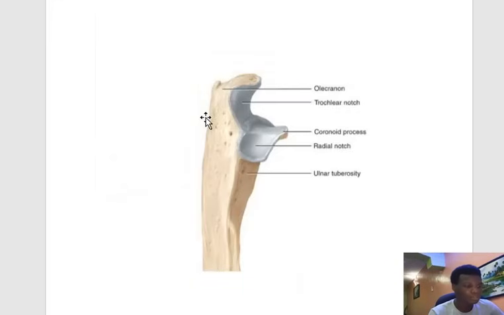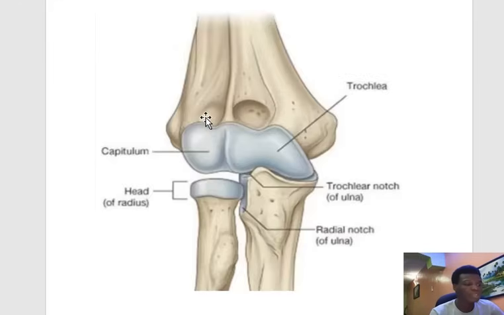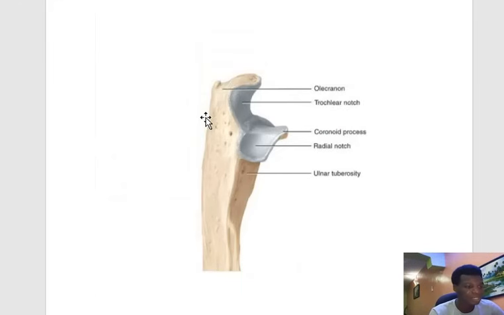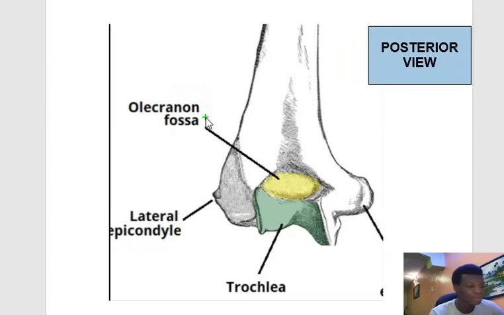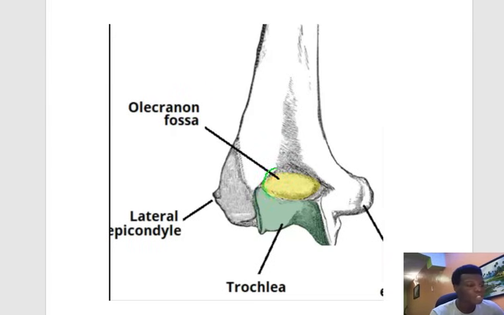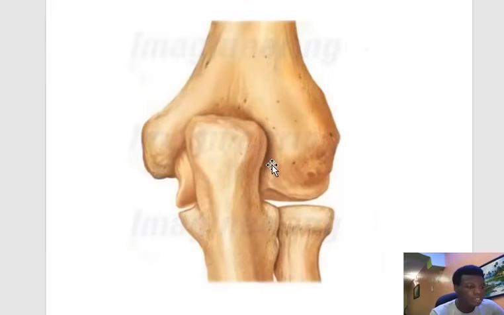Okay, let's move on now and talk about the posterior aspects of the humerus. Don't forget, we're looking from in front now. This is the anterior. Now let's go to the back of the distal end of the humerus. One very important fossa I would like to draw your attention to is the olecranon fossa. The olecranon fossa accommodates the olecranon process of the ulna. I'll show you that again. Okay, here is a picture of the olecranon process of the ulna. It fits into the olecranon fossa of the humerus.